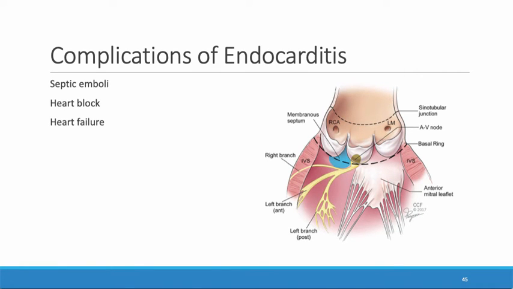What are the complications of endocarditis? Well, remember that this is an infection that can go around the valve as well. So one of the things that can happen is the pieces can break off and go to the body. You can have a stroke, septic stroke. You can have septic emboli to any part of the body, including the gut, the extremities, the brain, wherever.